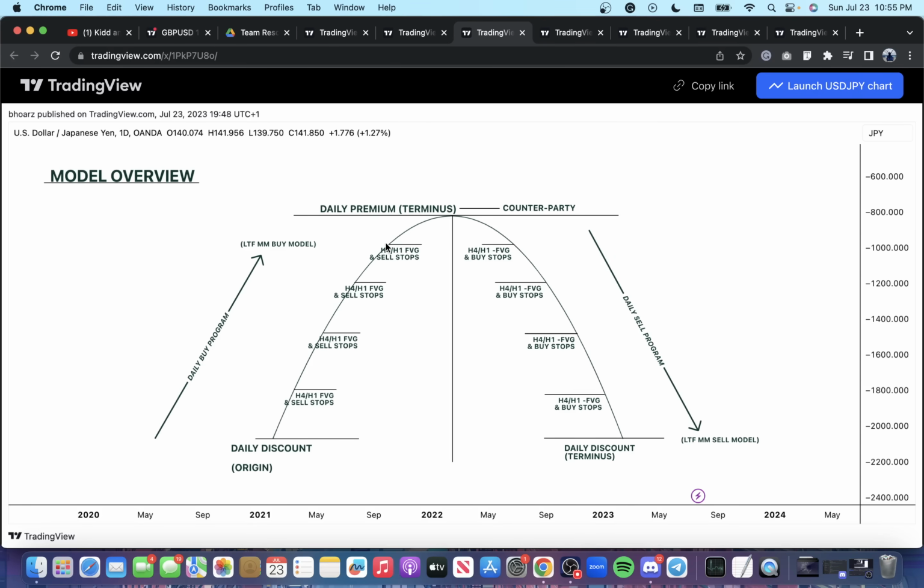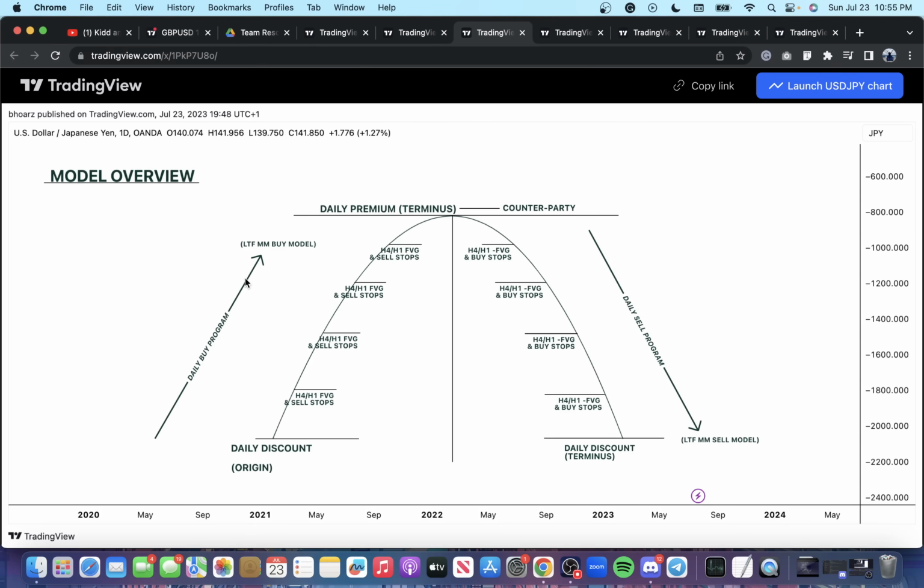Now, here's the key. In a daily buy program, there are only two methods of delivering price. Now, remember, I mentioned before, there's only two things the market does in terms of repricing to a level of liquidity or repricing to a level of inefficiency. The market will do so in two ways. The market would either seek counterparty liquidity via stops, or the market will seek to reaccumulate in a buy program via inefficiencies and order blocks. That's all the market is doing.